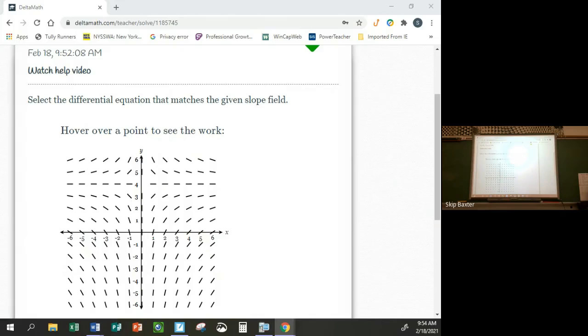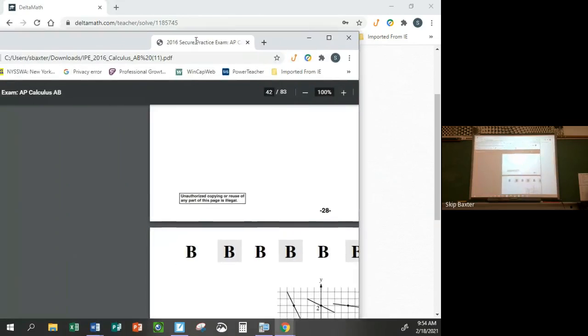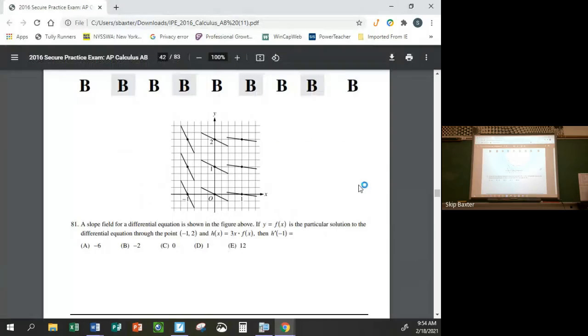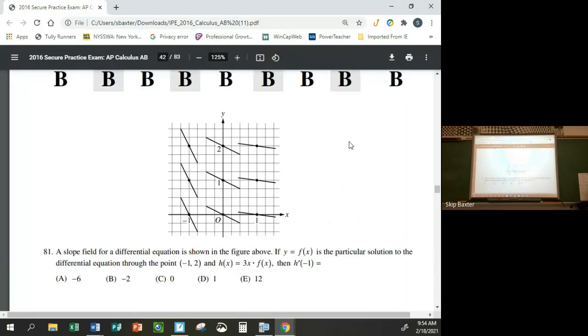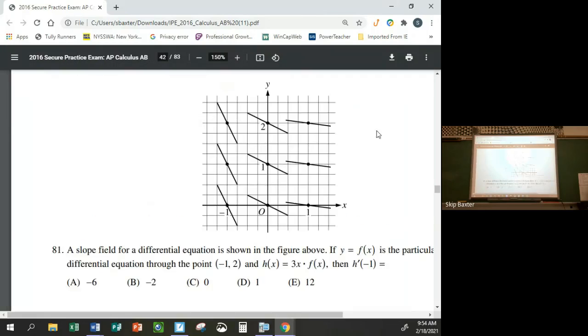And this is in the calculator section of the test, which calculators aren't really helpful for. You can actually have a program on your calculator that does differential equations or slope fields for you, but I think it's harder to use that program than it is to just do the slope field by hand. So I wouldn't recommend it.